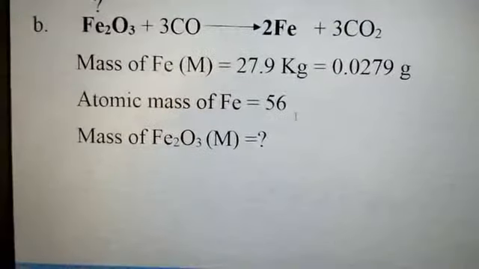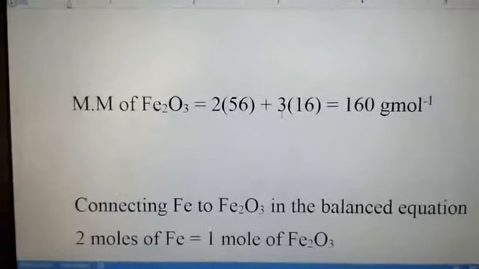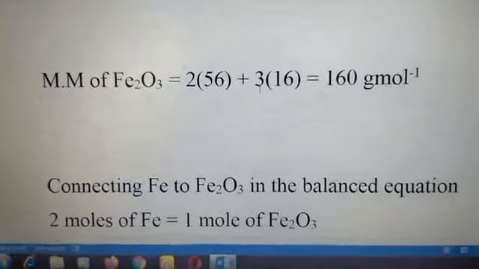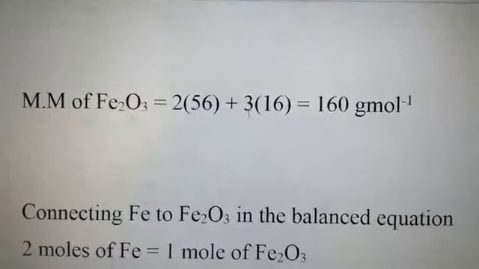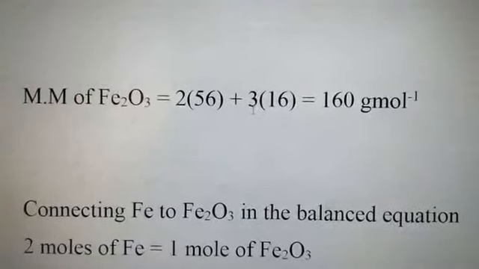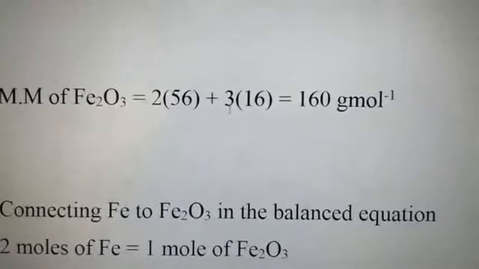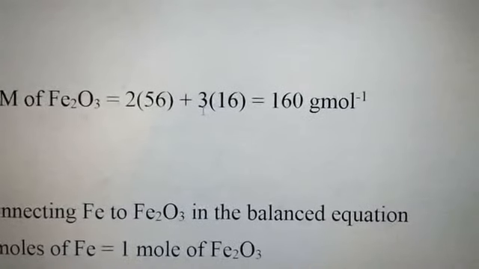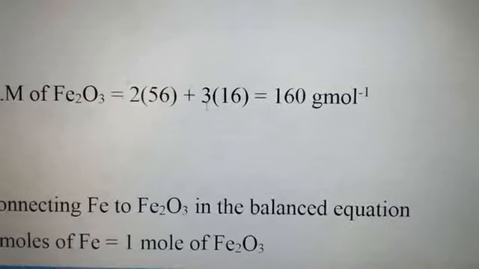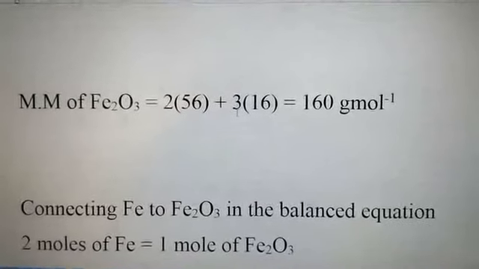We're looking for the mass of iron oxide, so we need to find its molar mass also. We calculate its molar mass using that formula. The atomic mass of iron is 56, but there are 2 atoms, multiplied by 2. The atomic mass of oxygen is 16, and there are 3 atoms, multiplied by 3. So when you solve this, you have 160 grams per mole, that is 112 plus 48. Of course, this was done in the first example, the first question.